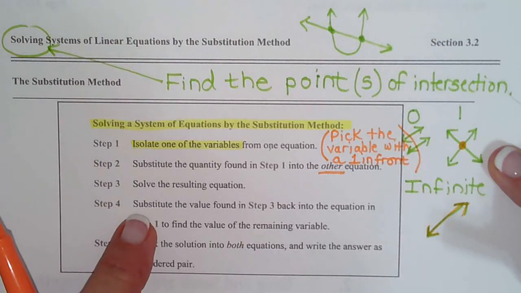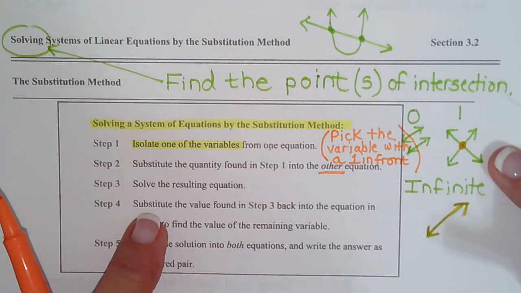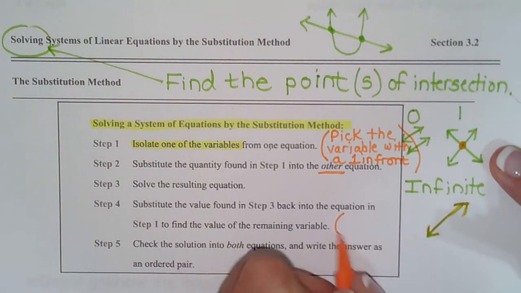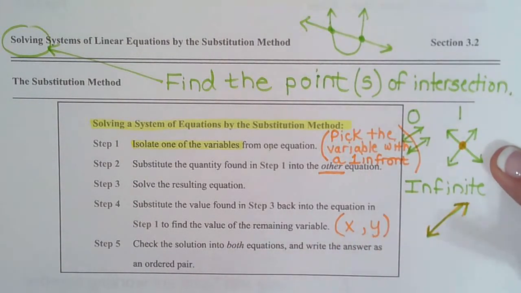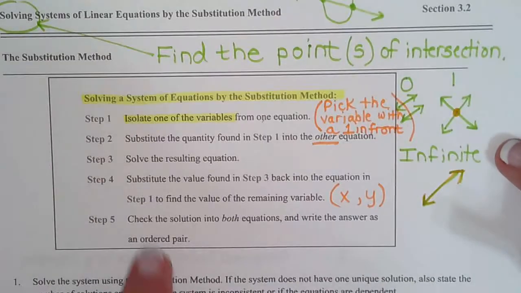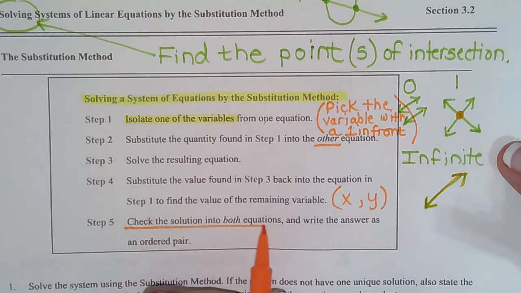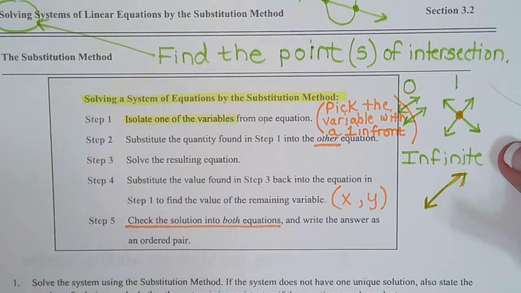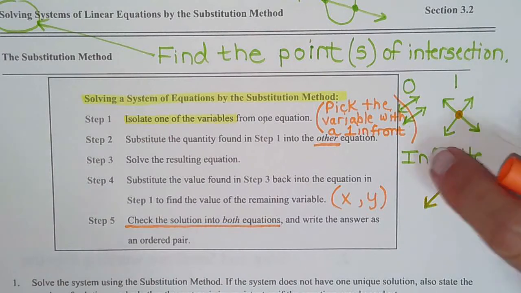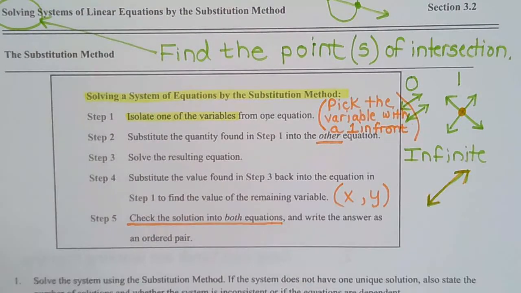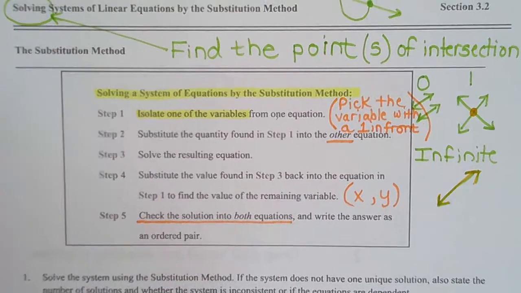Then once we get the solution, we substitute it back in to find the second variable. And then, like I said, all of our answers should be written as a point because that's what we're finding, the point of intersection. And we can check by plugging into both equations. So if you just plug into one, that's just going to show that it's a point on one line. You have to plug into both equations in order for it to be a valid check.